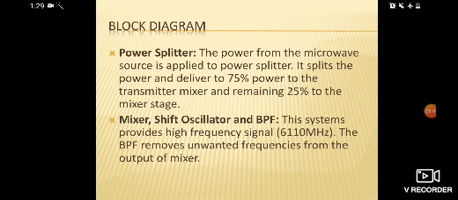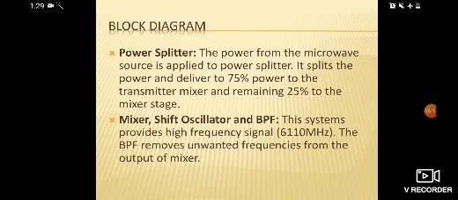And the next one is the power splitter. What is the use of the power splitter? The name indicates that it splits, that is, it divides. The power from the microwave source is applied to the power splitter, which splits the power and delivers 75% of the power to the transmitter mixer, and 25% of the power is given to the mixer stage. That is the use of the power splitter.